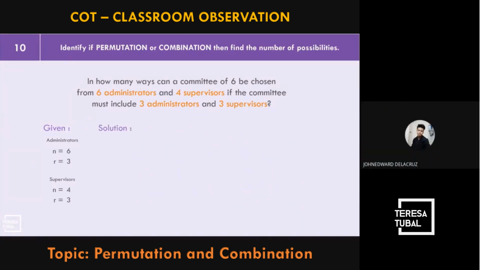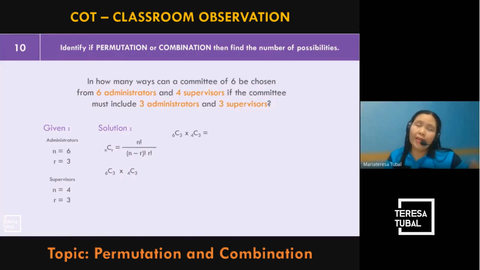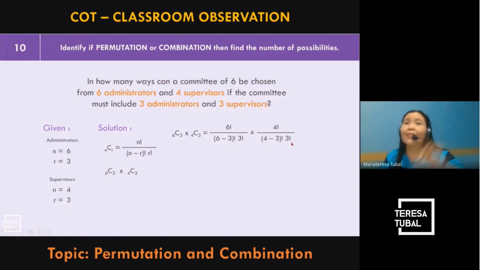6 factorial over 6 minus 3 factorial, 3 factorial, times 4 factorial over 4 minus 3 factorial, 3 factorial. Okay. So, yung sinabi ni Edward, ito yon. Nagsimula siya for the administrator. That is combinations of 6 objects taken 3 at a time. Tulad ng binanggit niya, ito yon. Yung isa naman, we need to multiply administrator times the supervisor. So, it means combinations of 4 objects taking 3 at a time. So, ito yon. 4 factorial all over the quantity 4 minus 3 factorial times 3 factorial.